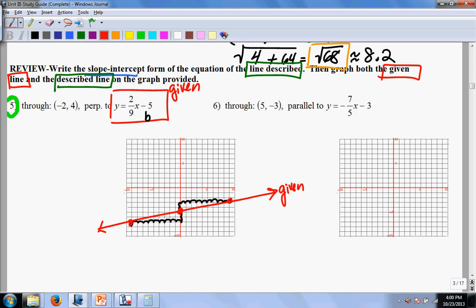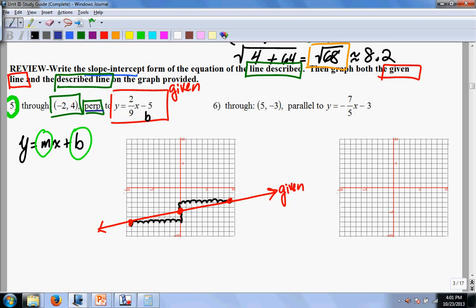Now the described line has two qualities. The described line is perpendicular to this line and goes through this point. So we want to write y equals mx plus b. And you ask yourself, what is it that you need for this equation? We need an intercept and we need a slope. Now we want it to be perpendicular to here.